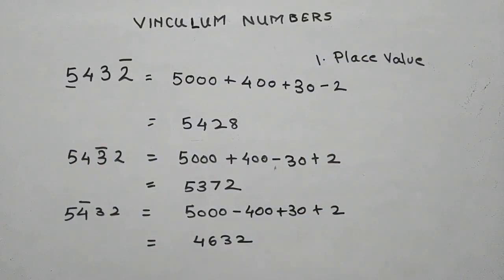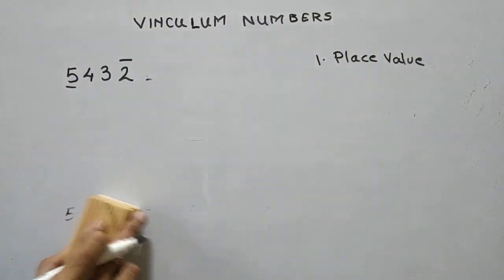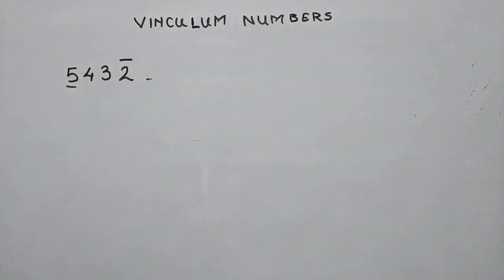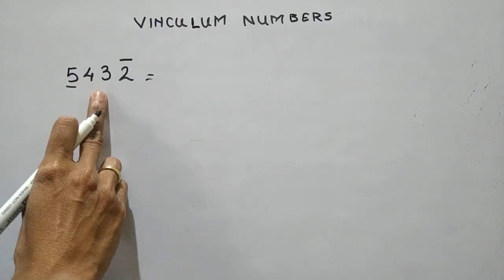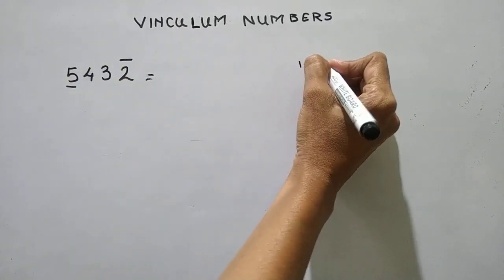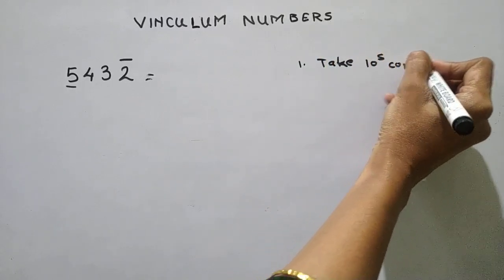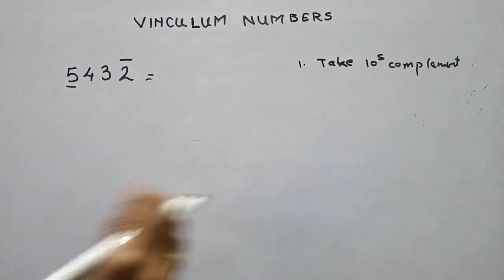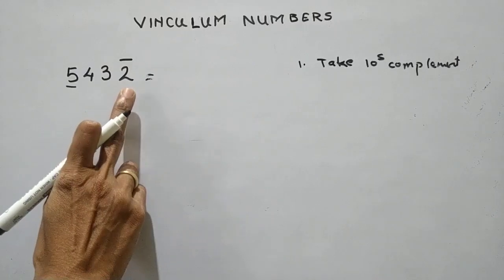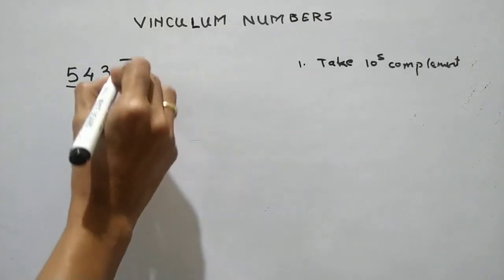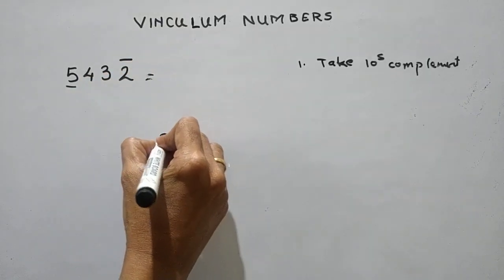Now similar thing we'll see using the second, that is complement method. The first step in converting this to normal number is take tens complement of the bar digit. Wherever the bar is there, you find it and take tens complement. So here what we do is take tens complement of this. 10 minus 2 is 8.